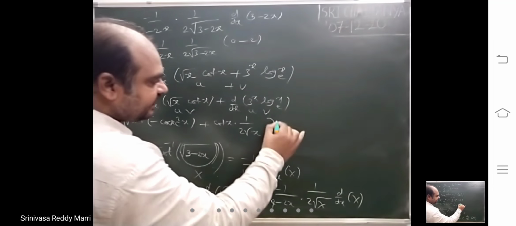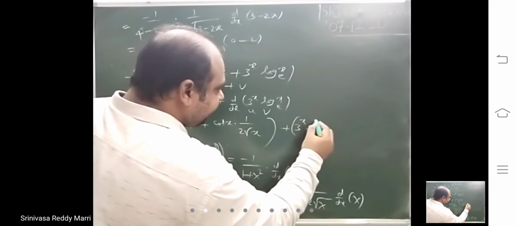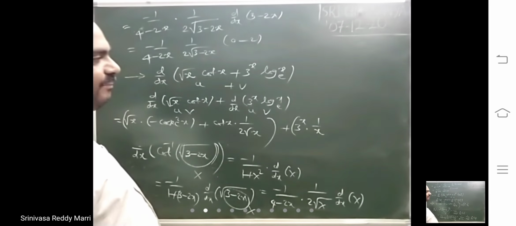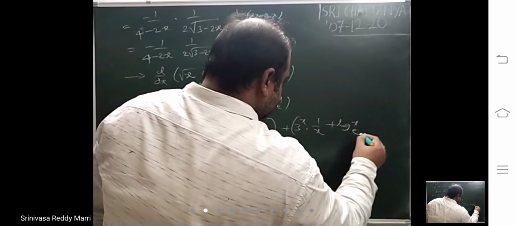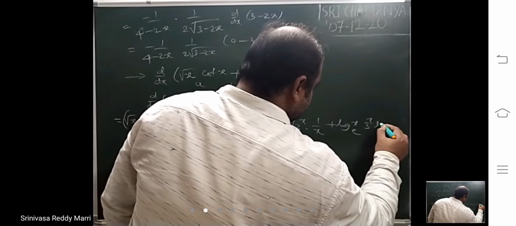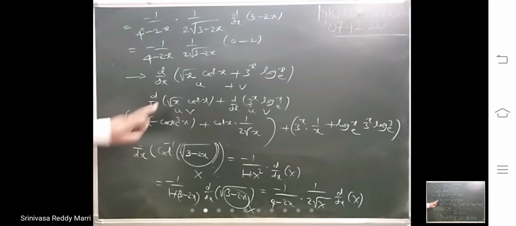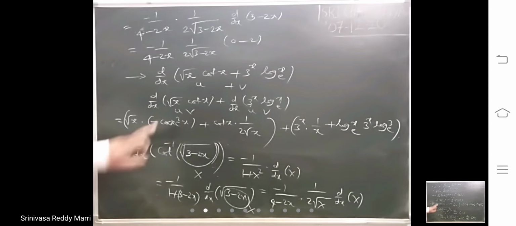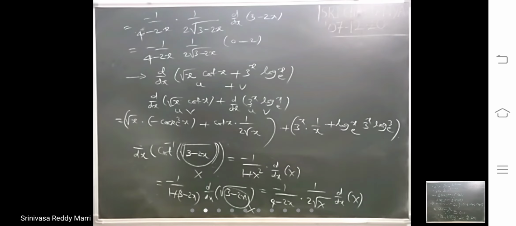Then uv here also. That means u into 3 power x into the derivative of log x, 1 by x, plus log x. The derivative of 3 power x is also a standard rule: 3 power x into log 3 to the base. That is the derivative of this. So u plus v, then this is uv, this is uv. That is how to use the sum rule and product rule.